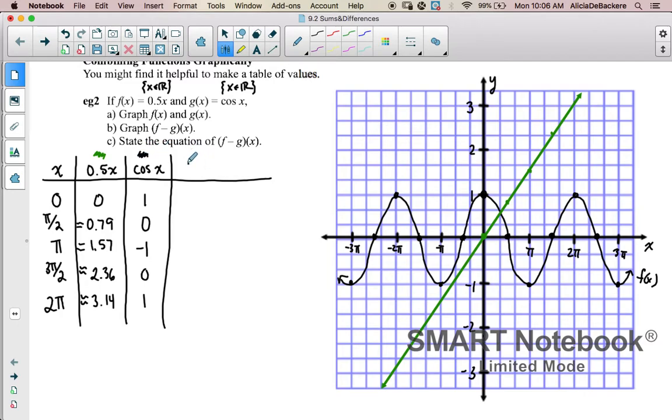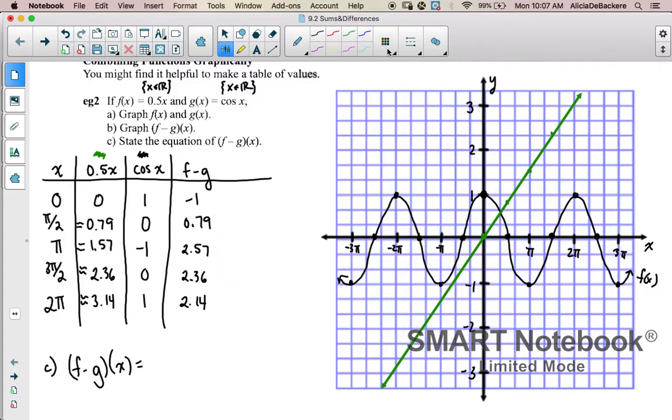So the subtraction, I'm just going to put f minus g up here, and then in part C, we'll actually come up with the equation for f minus g. Now, f minus g says take the f value, remember f is the first number here, 0, and subtract the g value. So I'm just subtracting these values. I got 1.57, and I'm subtracting -1, so adding 1. And then 2.36, subtracting 0. 3.14, subtracting 1. And I've got my new values.